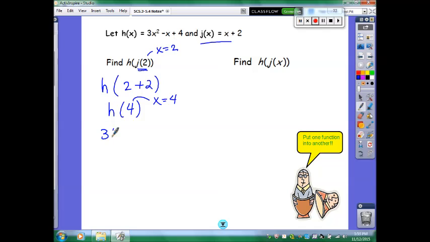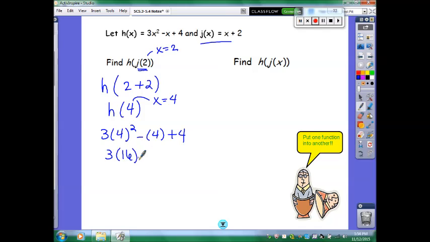So it's going to be 3 times (4) squared minus (4) plus 4. Notice I'm putting parentheses. When I substitute in, I'm putting parentheses inside. So in a composition, you're putting one function inside of another one, sort of like my nesting dolls over there in the corner. All right, let's do the arithmetic.